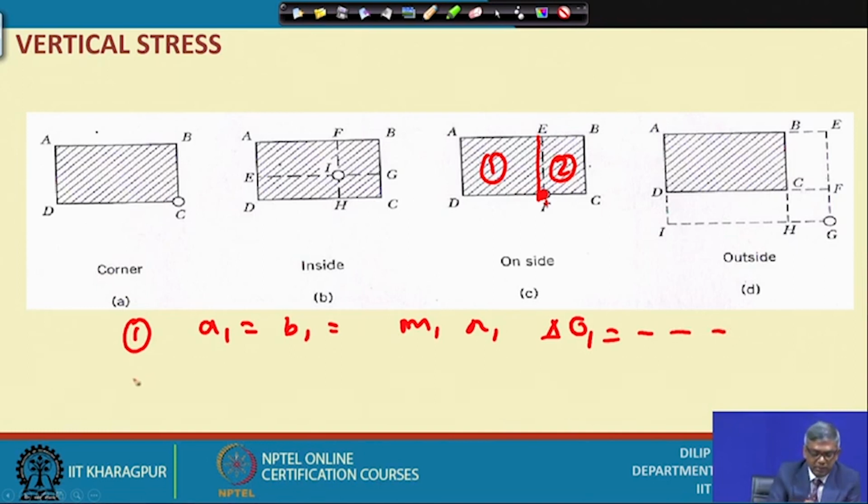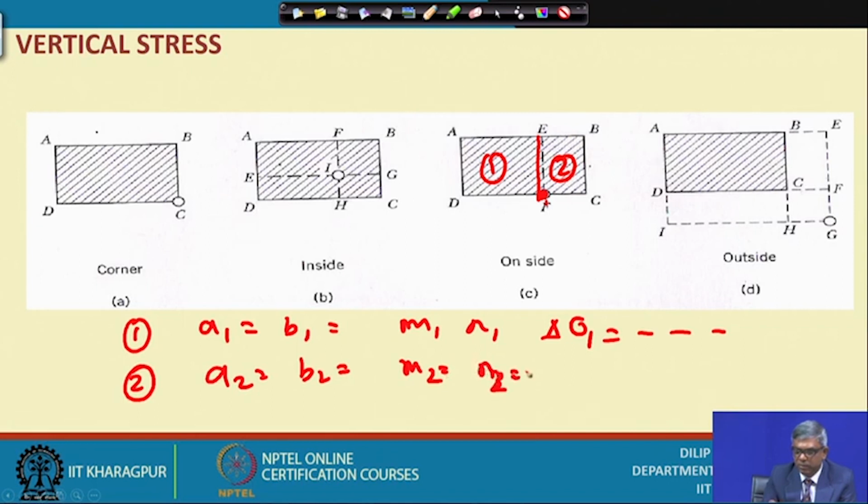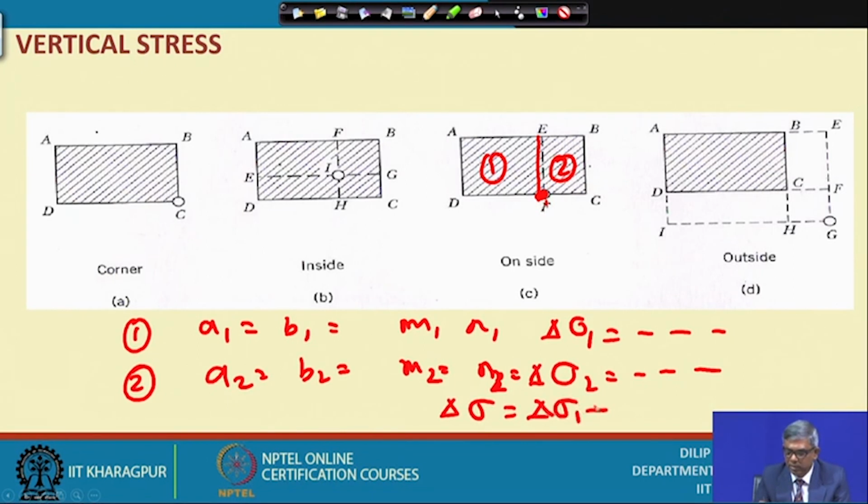Okay. And similarly, for 2 I will find out what A2 is equal to, what B2 is equal to, what M2 is equal to, what N2 is equal to, and then I will find out what delta sigma 2 is. After finding this out, what will happen? Because at this point the effect of this rectangle and the effect of both rectangles will be there. So, because of that, I have to find delta sigma equal to delta sigma 1 plus delta sigma 2. So, this is the way one can do it.